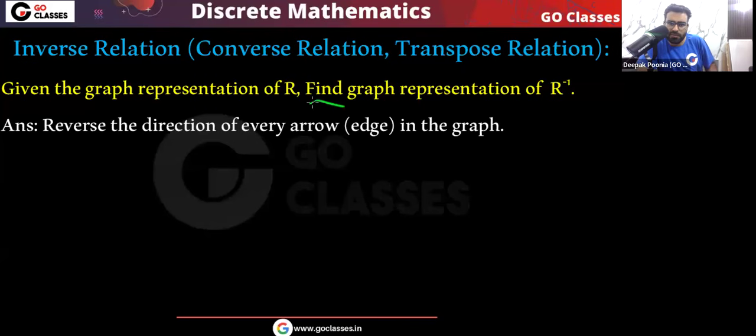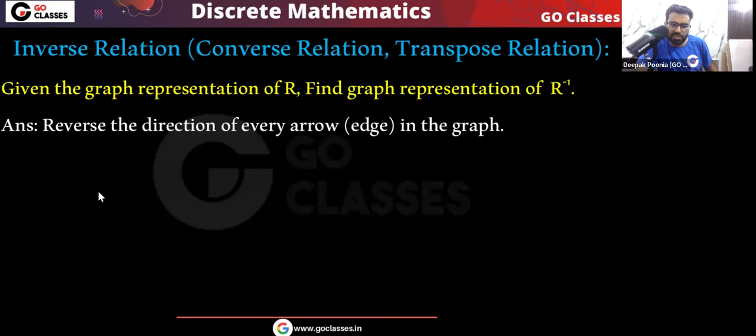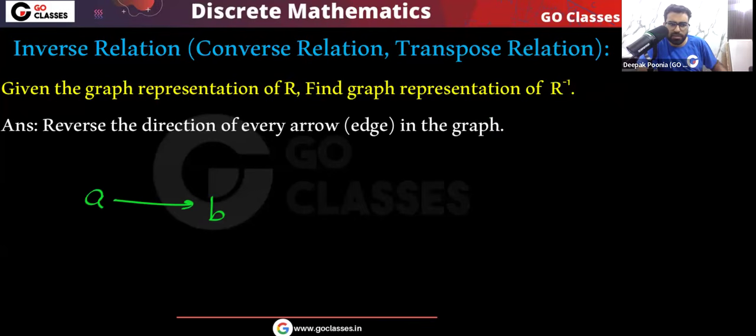Because remember, the graph representation of R is already given to you. In the graph representation of relation R, if you have an edge from A to B, it means A is related to B. Then in R inverse, B will be related to A. So what we will do is just reverse the direction of every edge. That's it. This is the answer.